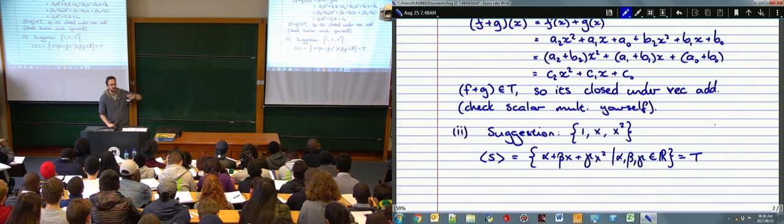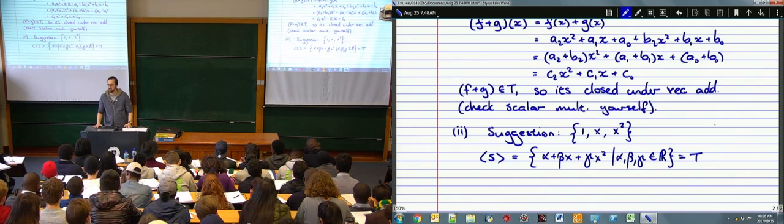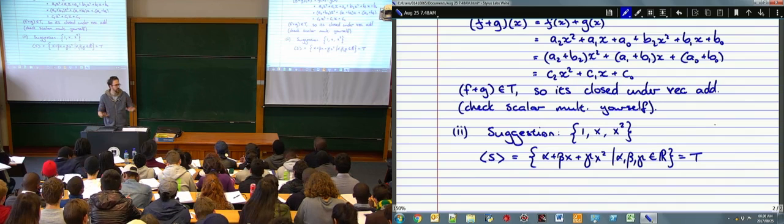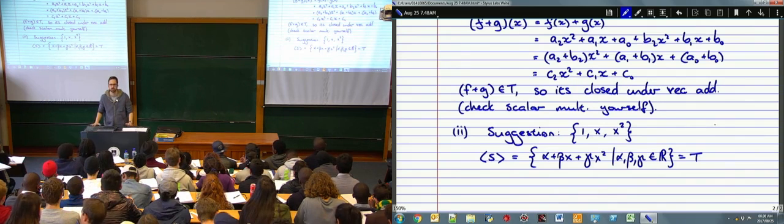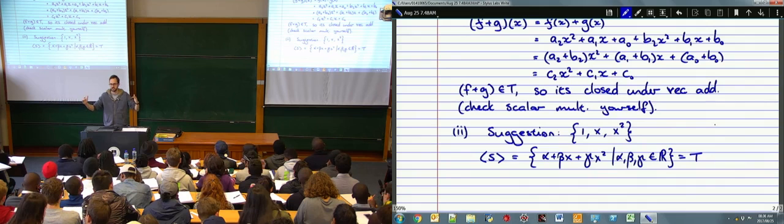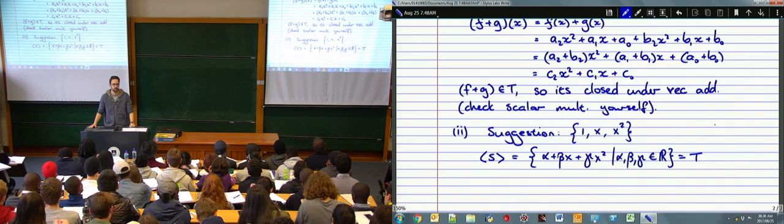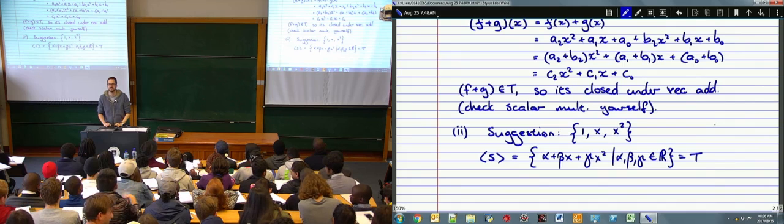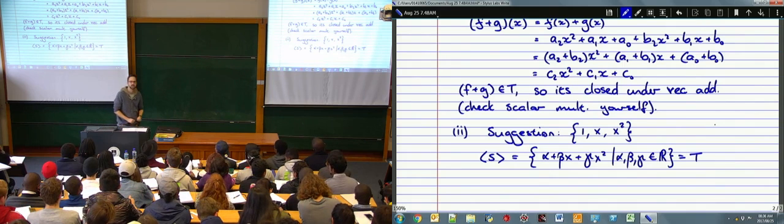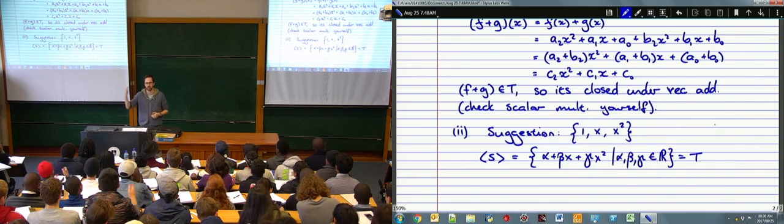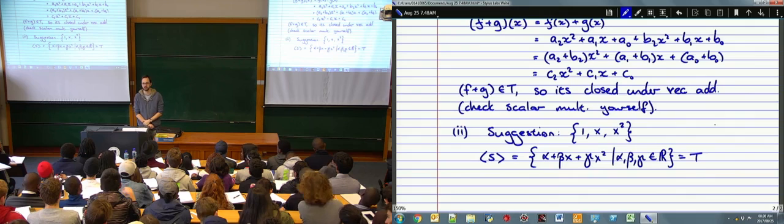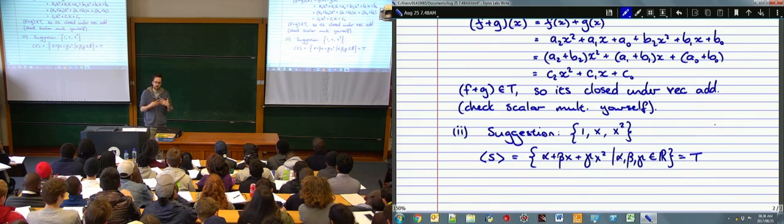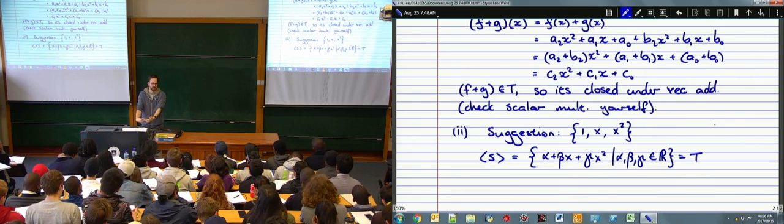Is everyone happy that this 1, x, x squared does generate all the polynomials of degree 2 or less? Okay. And you're also all happy that there might be other sets that generate the polynomials of degree 2 or less? All right. Take a minute and think about what is the biggest set that will generate all the polynomials of degree 2 or less? What was that? All possible polynomials of degree 2 or less. Okay. So the biggest set which generates T is T itself.